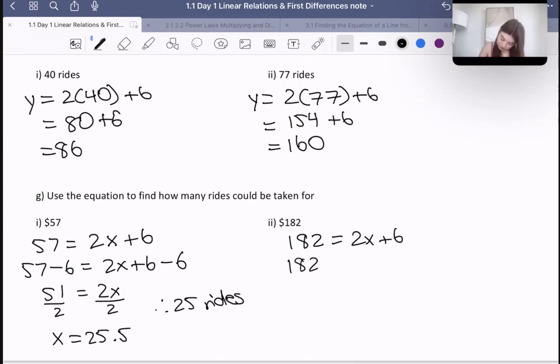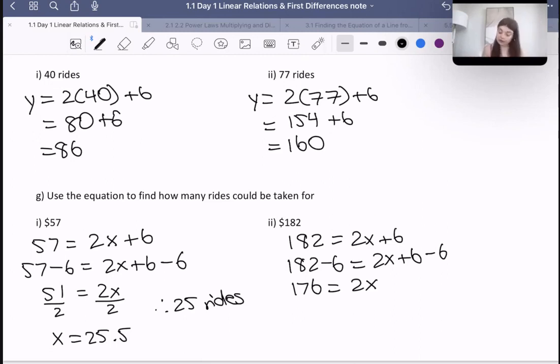So 182 minus 6 equals 2x plus 6 minus 6. 182 minus 6, that's going to be 176, I believe. Yeah, 176 equals just 2x, because the plus 6 minus 6 just makes 0, so we can get rid of those. And that's the whole point, right? That's the whole point of why we subtracted 6, so we can get closer to x being by itself, so we can find out how many rides could have been taken.